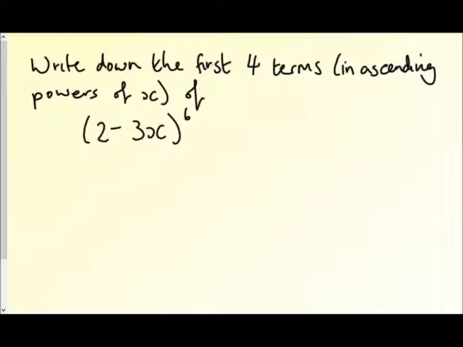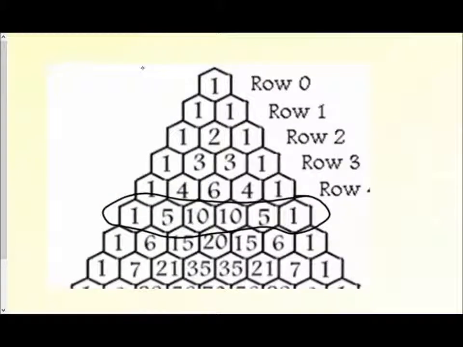Right, so first of all, the power that we've got here is 6. So that's going to be the 6th row of Pascal's triangle. Let's just have a look at that again. The 6th row, 1, 6, 15, 20, 15. So the first 4 terms I want, it's those that I'm after: 1, 6, 15, 20.